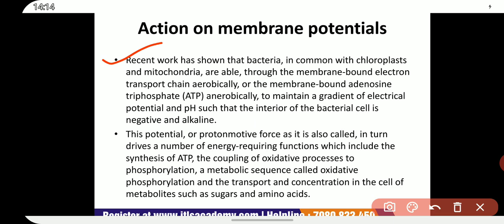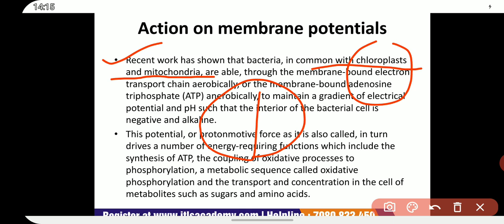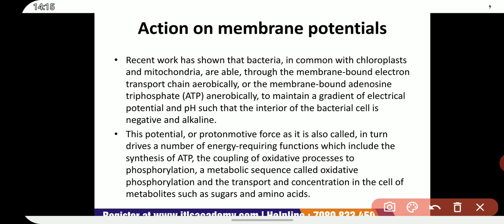Recent work has shown that bacteria, in common with chloroplasts and mitochondria, as we know that chloroplasts and mitochondria are also known as semi-autonomous bodies because they can replicate on their own. They don't require any outer machinery, so they are known as semi-autonomous organisms. They also act like bacteria, because bacteria is a prokaryotic cell, still it duplicates itself. So these are also known as semi-autonomous bodies, and they function as prokaryotic cells.